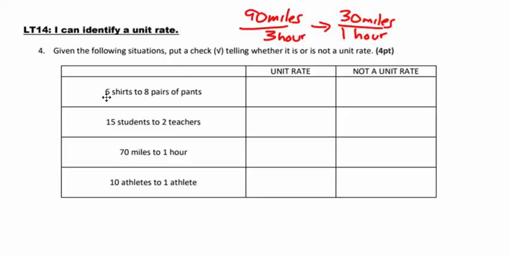Okay. All right. So 6 to 8, that's not a unit rate. Ooh, 70 miles in an hour, that's a unit rate. 10 athletes in 1, you might have gotten tricked on this one. You see the 1 and you automatically think it's a unit rate. But no, look, I'm not looking at 2 separate things. So that would not be a unit rate. You would never say 10 athletes to 1 athlete. That's silly. Now, I could easily make this a unit rate if I said 10 boy athletes to 1 girl athlete. That would work. Okay. All right. That's learning target 14.